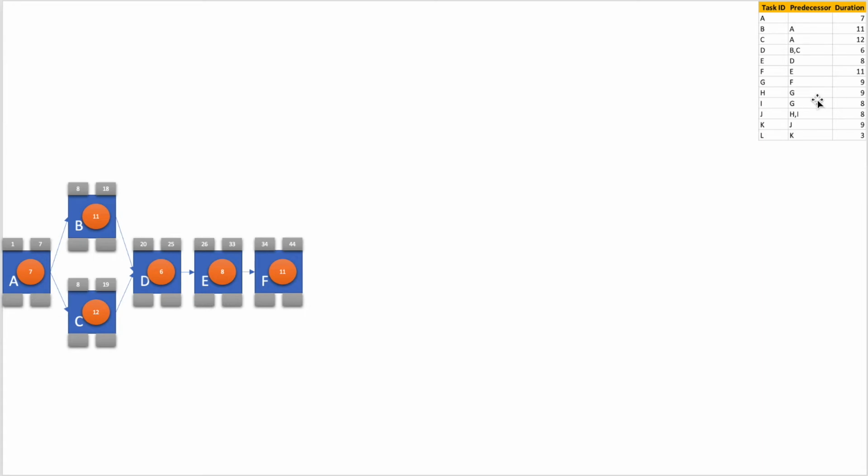Next we go to activity G, which follows activity F and it takes 9 days duration. So I create activity G now. So this is my activity G. It takes 9 days. Since it is following activity F, it can start on 45th day at the earliest, and 45 plus 9 is 54, minus 1, 53. So early finish is 53.